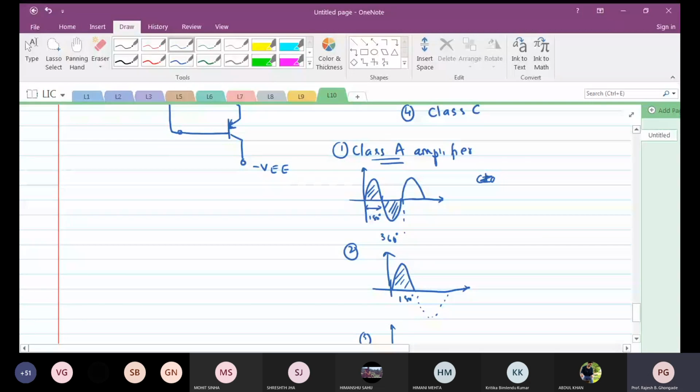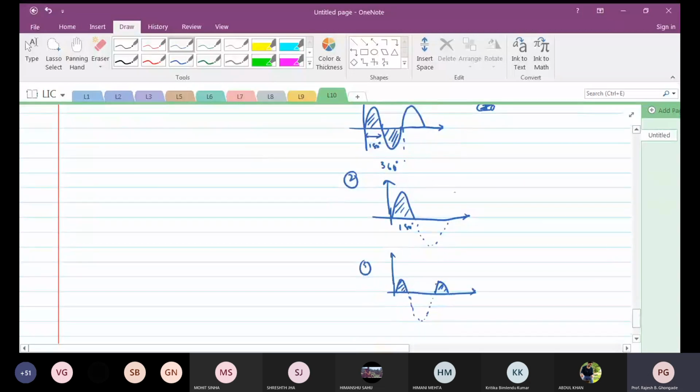Now, the efficiency of the amplifier is very low when it is in class A mode. In class B mode, it is moderate. In class C, it is the highest. That is the reason why class C amplifiers are used for RF, radio frequency amplifiers. But as you can see, the distortion is more and more. Here there is no distortion, but here only half the signal is amplified. During the other half, the transistor is cut off. So the distortion is there. Here, a large distortion is there.